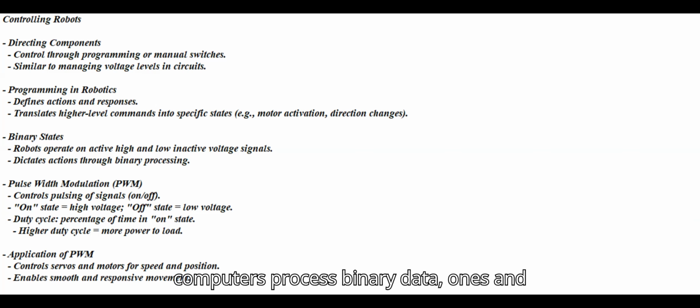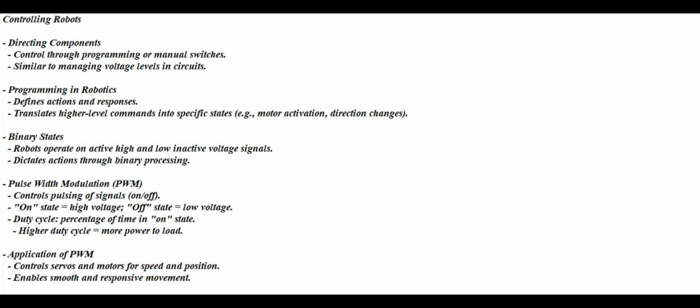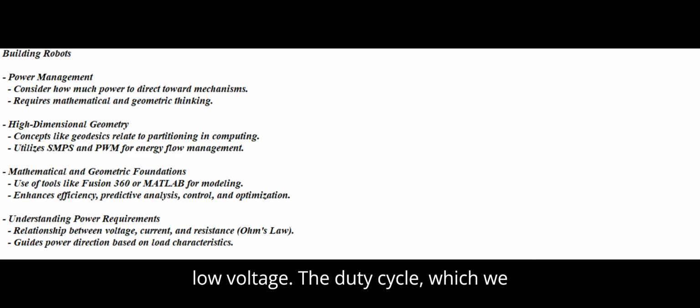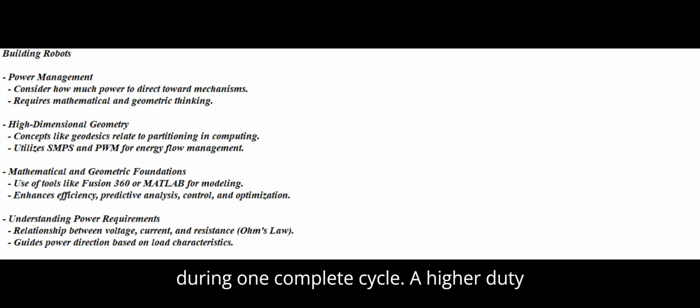Just as computers process binary data, ones and zeros, robots operate on active high-voltage signals and inactive low-voltage signals, which dictate their actions. Pulse width modulation, PWM, controls the pulsing of these signals, creating a pulse that manages how power is directed toward different mechanisms. PWM generates a series of on-off pulses, where the on state represents high voltage and the off state represents low voltage. The duty cycle, which we talked about earlier, is the percentage of time the signal is in the on state during one complete cycle.